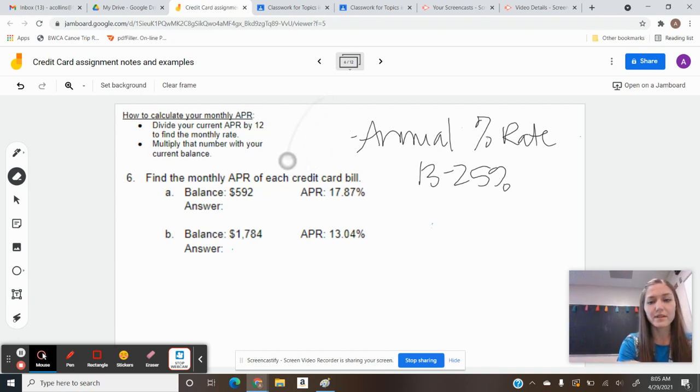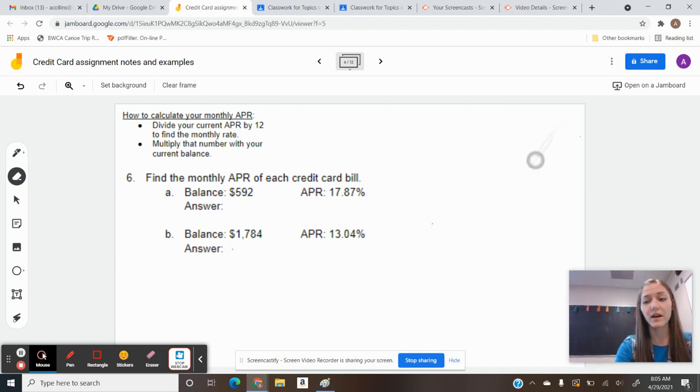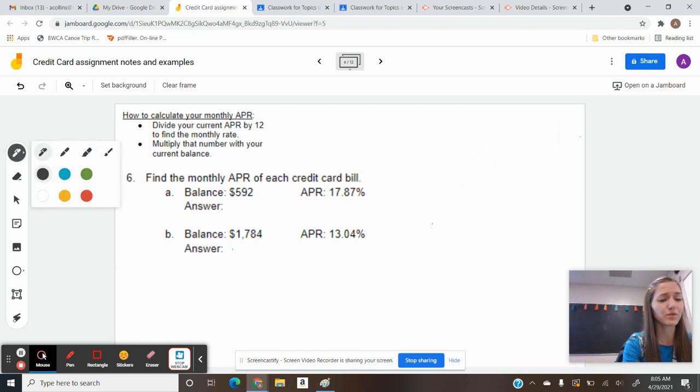All right, I'll erase this so we have some room. We're going to do 6A and B and 7A and B together. That way you guys have some free answers and you know how to do the rest by yourself.